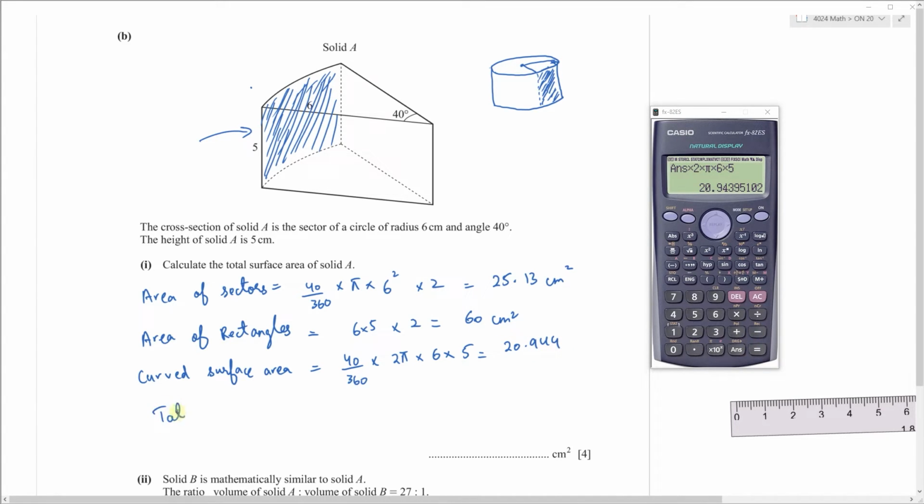So the total area will be the sum of these three values. Let's add them: 25.13 plus 60 plus 20.944 is 106.074. So up to three significant figures, I can write it as 106 centimeters squared.